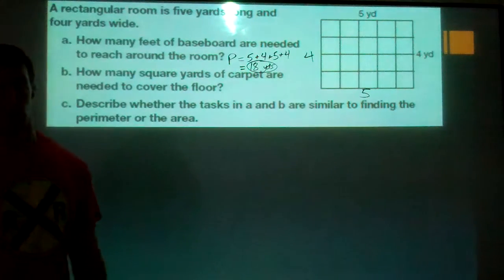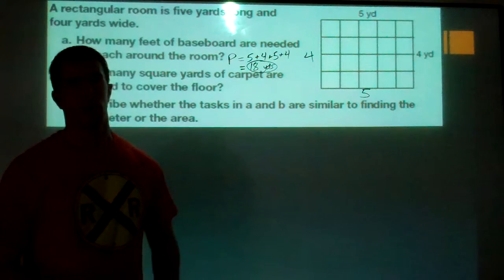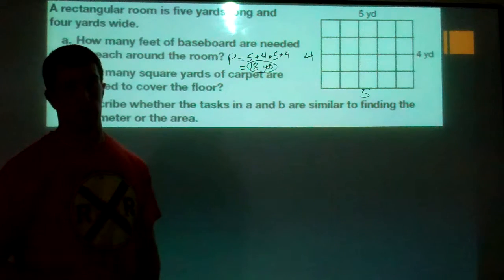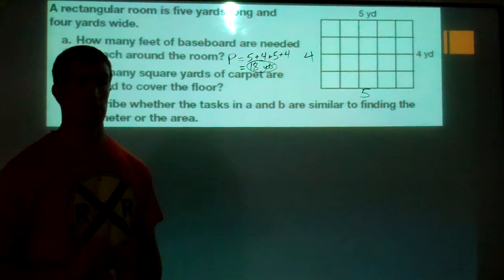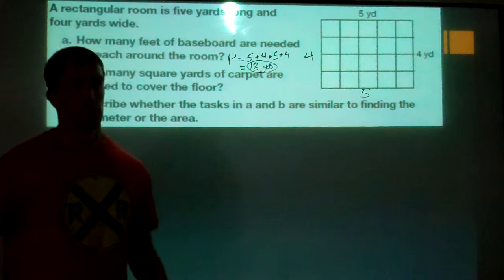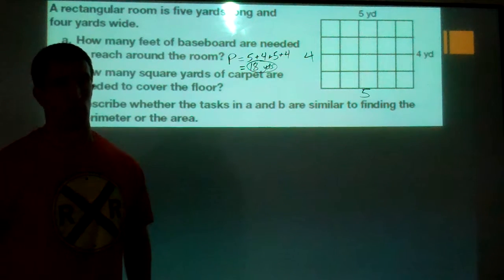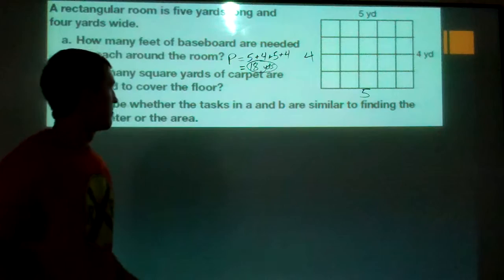And remember, it's important to know what units we're working in, and if we do mess that up on a test, you will be deducted a little bit, because units are a very important thing. You don't want to mess up what units you're in.